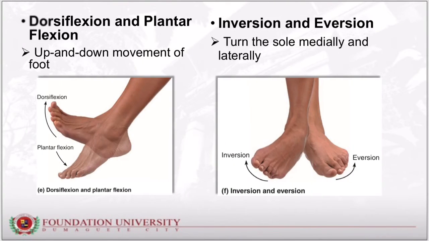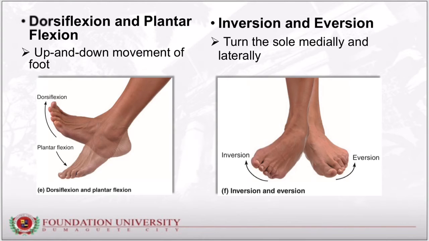There are also special movements that occur only in a few joints that don't fit in the previous categories. The first one is dorsiflexion and plantar flexion, the up and down movement of the foot. As seen in the picture, dorsiflexion is standing on your feet and plantar flexion is pointing the toes. In terms of the hand, dorsiflexion of the foot corresponds to extension of the hand, while plantar flexion corresponds to flexion of the hand.